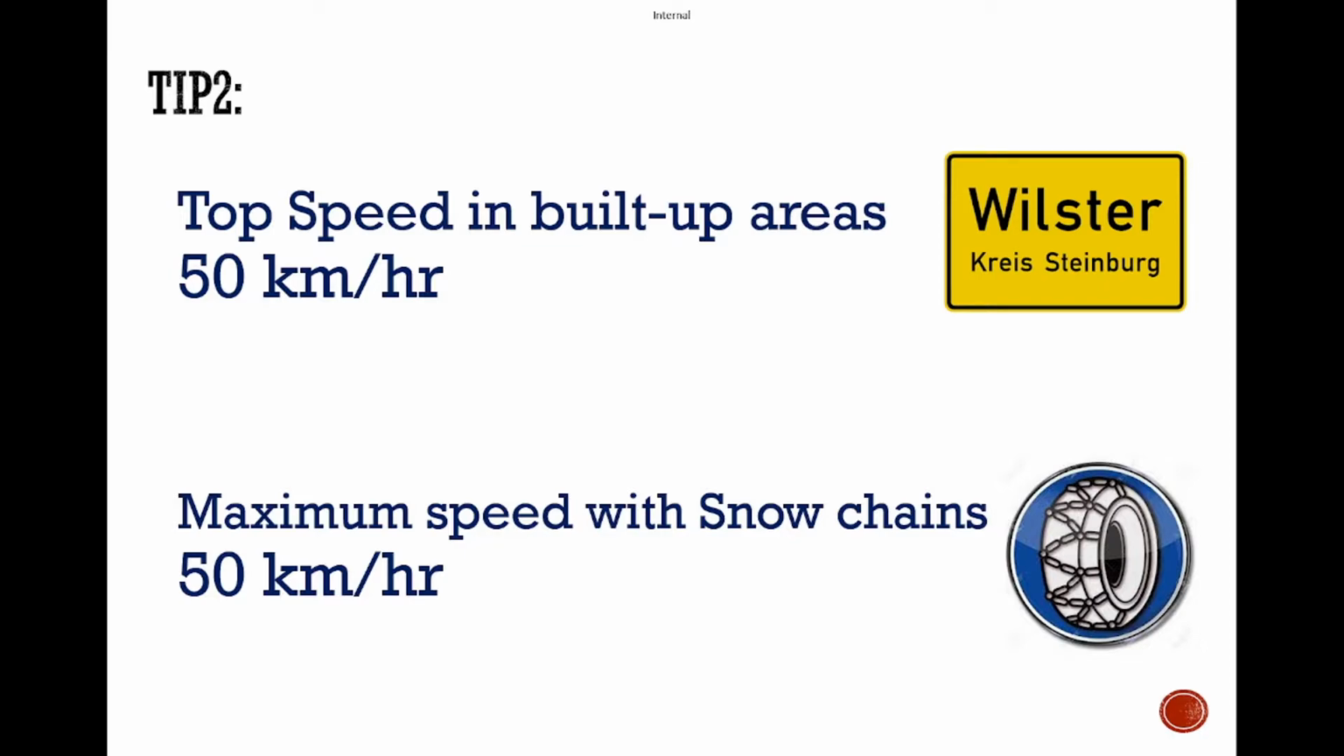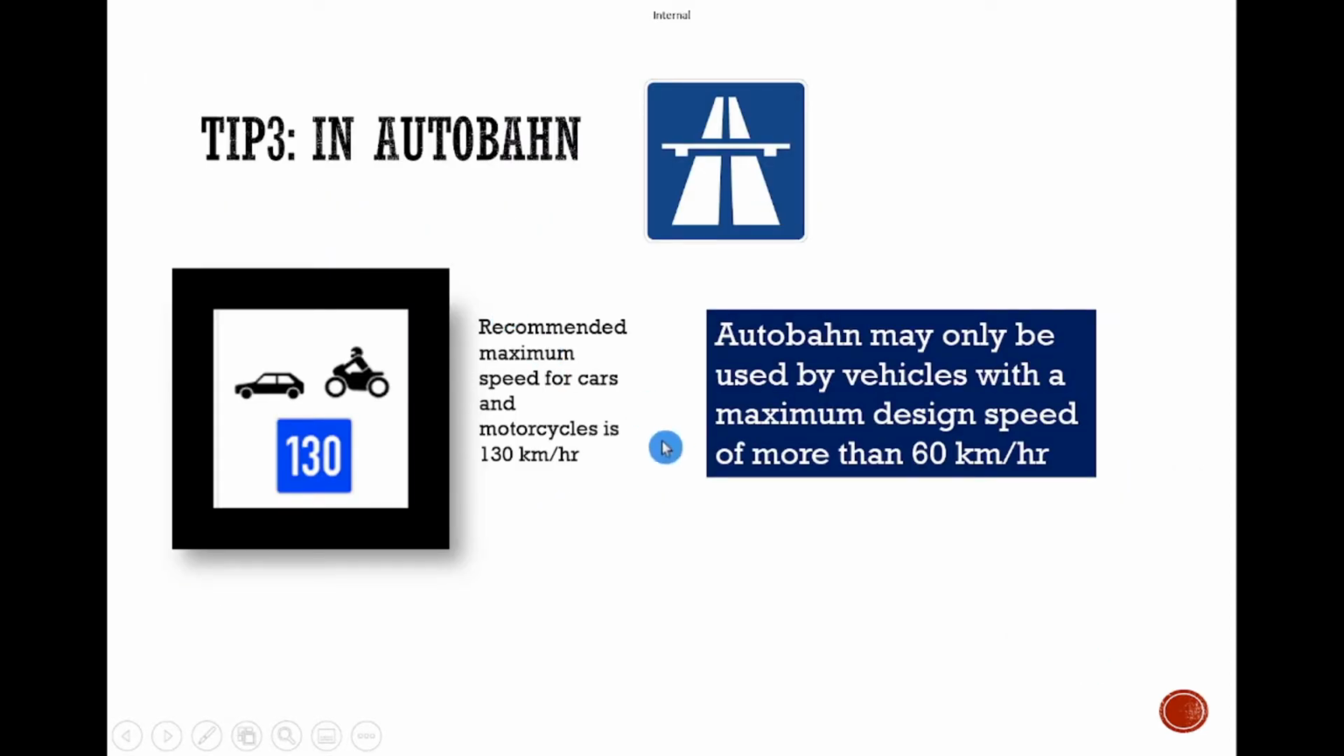Second, note these two tips. If in a built up area, which is represented by this traffic sign, the maximum speed is 50 km per hour. And if you are driving a car with snow chains on, again the maximum speed is 50 km per hour. Okay, take a note of this as well.